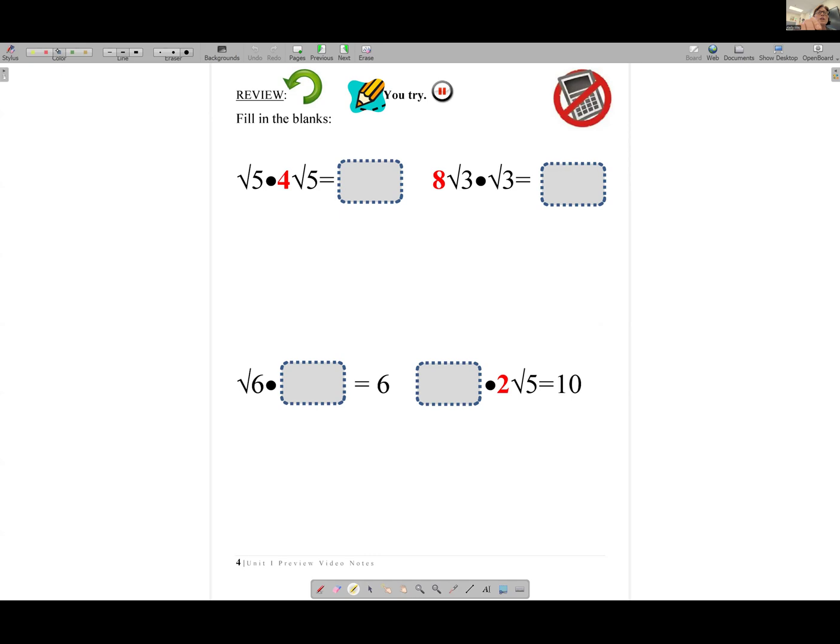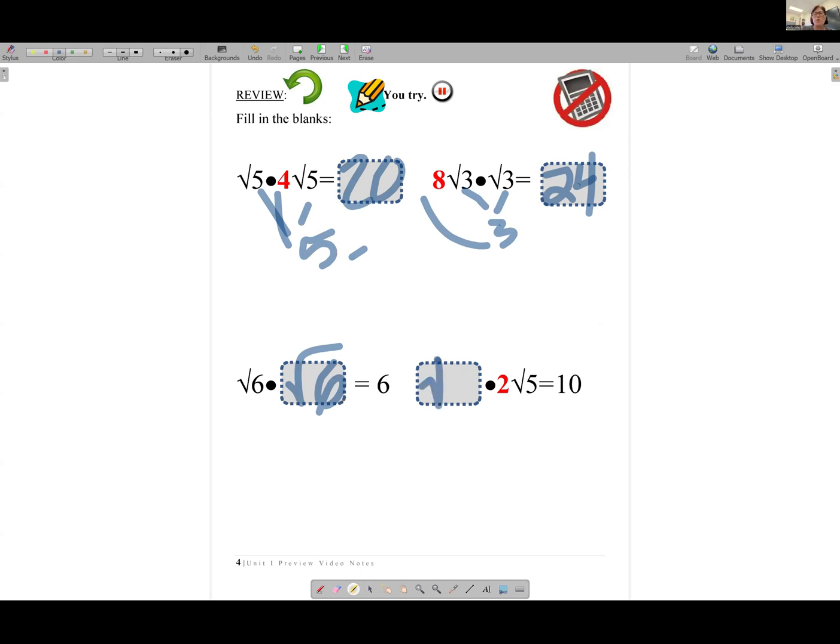And what belongs here? 5 root 5. Root 5 times root 5 is 5. 4 times 5, this should be 20. Root 3 times root 3, 8 times 3, that's 24. Root 6 times what is 6? That's simply another root 6. And this one will be root 5, because root 5 times root 5 is 5. 2 times 5 is 10.